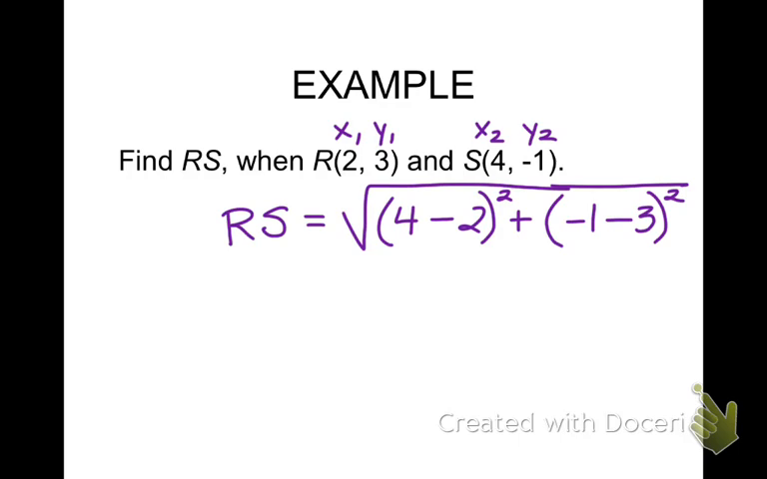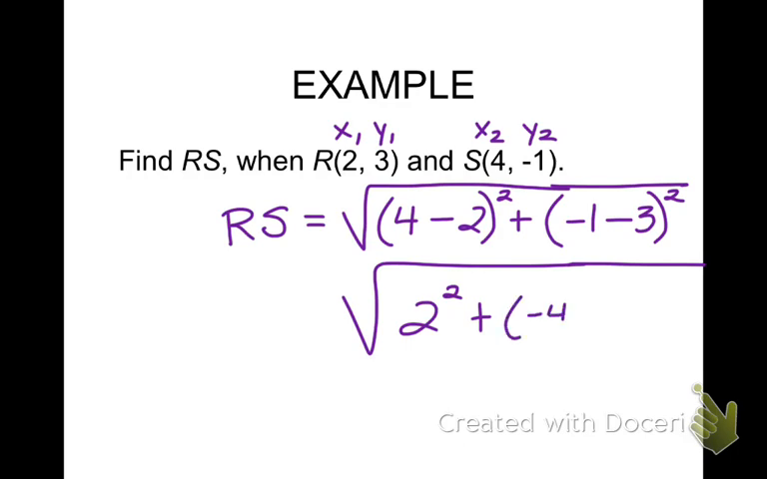Common mistakes are going to occur, like over here when you're dealing with negatives. Adding and subtracting negatives is tough for us to do. So let's do the easy one first. 4 minus 2 is 2, so I'm going to bring down my square root sign. So now I have a 2, which is going to be squared. Negative 1 minus 3 is negative 4, which I'm going to end up squaring.